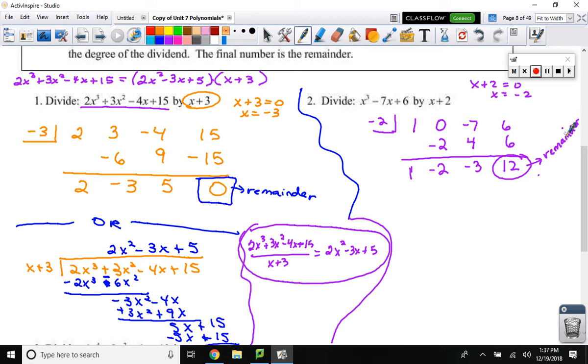So how do I write my answer here? I want x cubed minus 7x plus 6 divided by x plus 2 to be equal to what? What's my final answer then? X squared minus 2x minus 3, plus the remainder over x plus 2. Good. Same thing we did with long division, correct? When we did long division, we took our remainder and divided by our divisor. That's not changing. We're just getting the values by doing a different method.